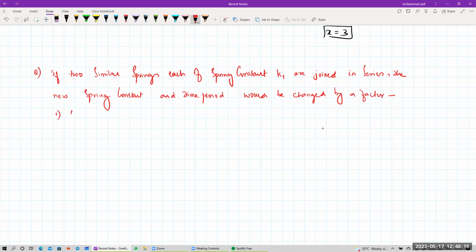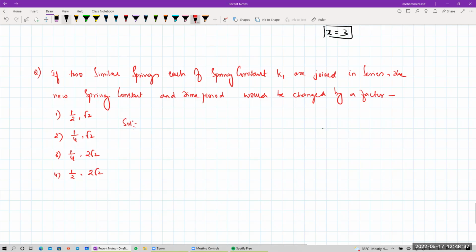Options given are: 1 by 2 comma root 2; second option is 1 by 4 comma root 2; third option is 1 by 4 comma 2 root 2; and fourth one is 1 by 2 comma 2 times root 2. Read the question carefully and try to do it. Spring connections, I already explained.